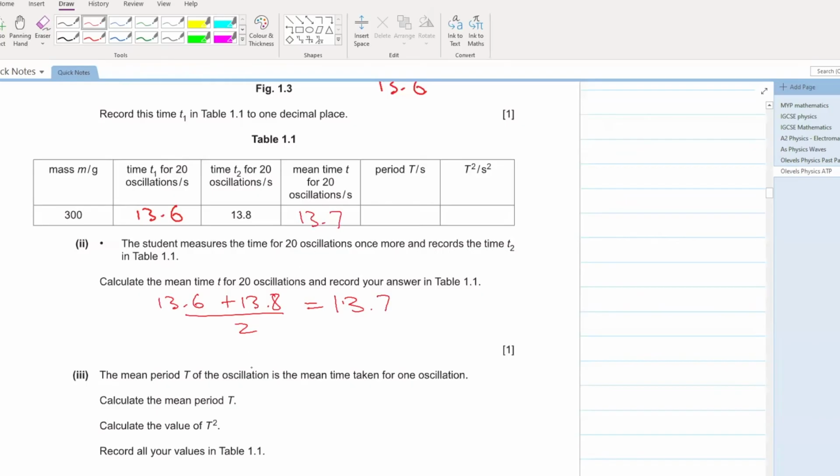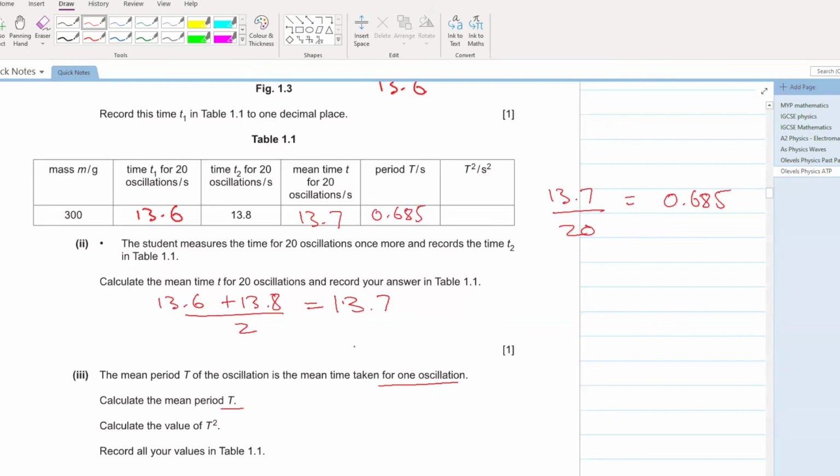Now, the mean time period T of the oscillation is the mean time taken for one oscillation. Calculate the mean time. How will you calculate this mean time T for one oscillation? Very easy. You divide the time for 20 oscillations by 20. 13.7 divided by 20. Your answer for one oscillation comes out to be 0.685.